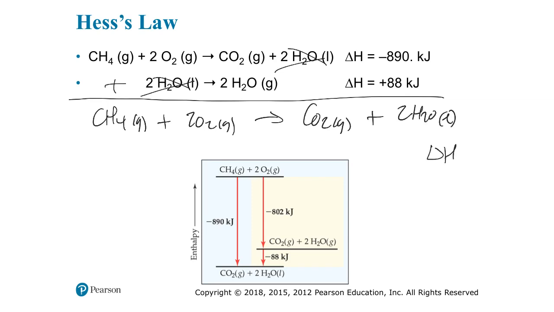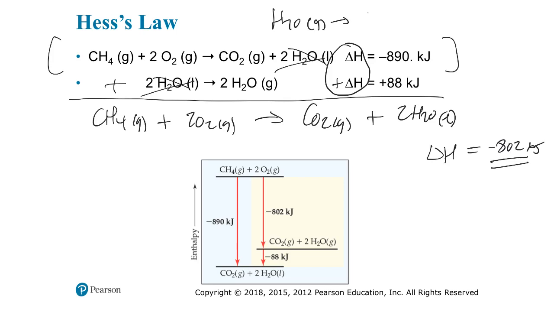And then delta H here would be the sum of these two delta H's added together. So minus 890 plus 88 will go to minus 802 kJ. The key, though, is maybe we could be given a reaction that looks like this one, and then maybe we would be given water gas to water liquid. Delta H is minus 44. So if we're given this reaction here, maybe we'd have to take this, flip it, and then double the coefficients in order to cancel out appropriately.